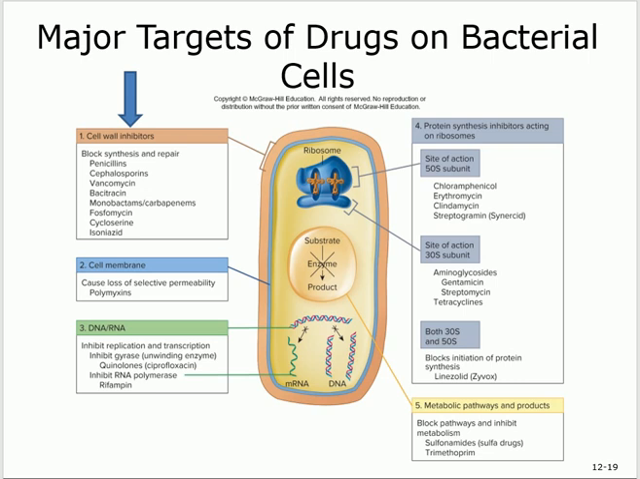Chloramphenicol, erythromycin. This is 2. Chloramphenicol, erythromycin, 1, 2. The other 2 are called aminoglycosides. Streptomycin, tetracycline. Good enough. These are the most important ones. There are others, you can take a look at it if you want to. The other ones will work on the cell wall.